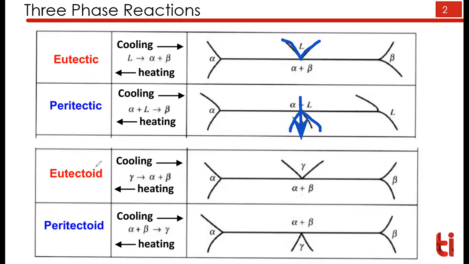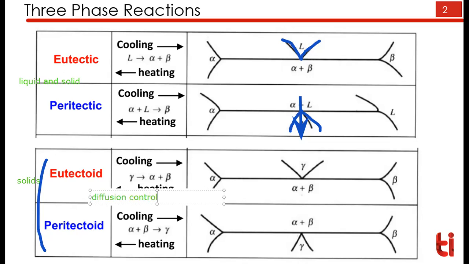In all these reactions, eutectic and peritectic, liquid and solid both are involved. These two, eutectoid and peritectoid reactions, occur in solids only. Whereas here we have liquid and solid both. So in eutectoid reaction, one solid changes into two solids. Microstructurally, eutectoid looks the same as eutectic, and peritectoid looks like a peritectic.